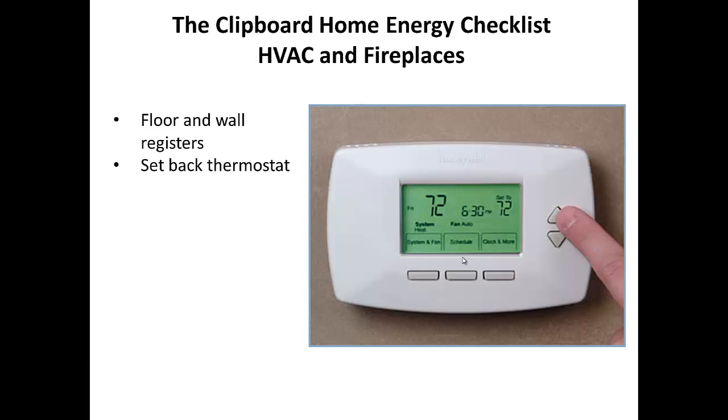Okay, HVAC and fireplaces. The first bullet says floors and wall registers. You just want to make sure that you don't have a carpet over top of a floor register, or a big piece of furniture in front of a wall register where you're being supplied, or a return register. So just check those things out to make sure that the heat that you're buying from the utility is getting into the house.